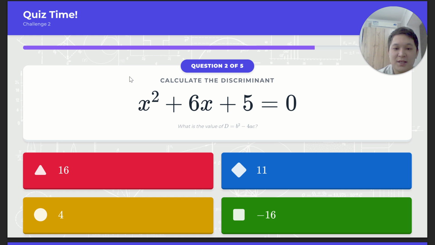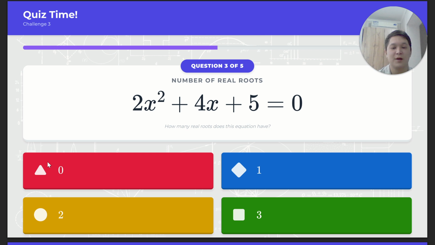So we should calculate the discriminant. Here we have a formula. Who can answer? Faster, faster. Okay, yes, of course it's A, it's 16. Here we have another question. Could you please answer how many real roots this equation has? Yes, absolutely. This equation has 0 roots.